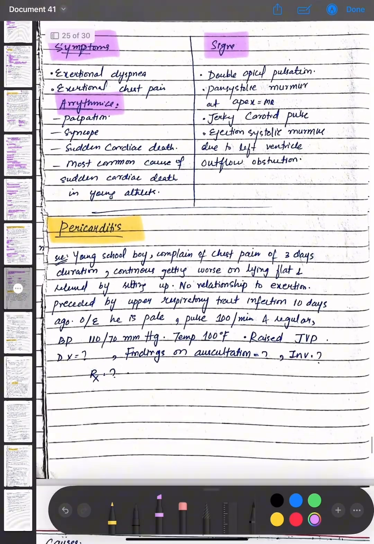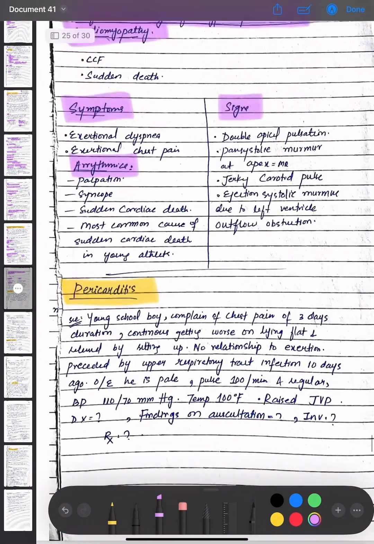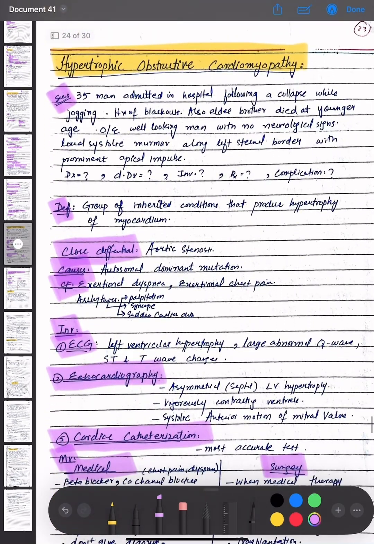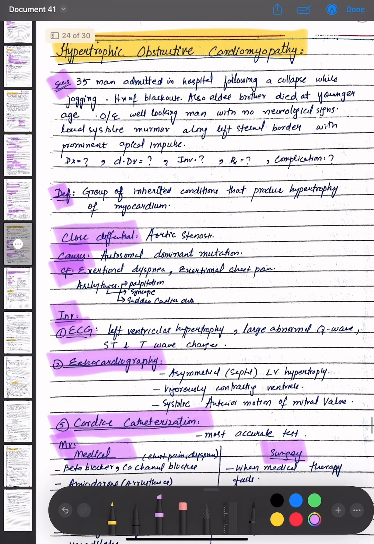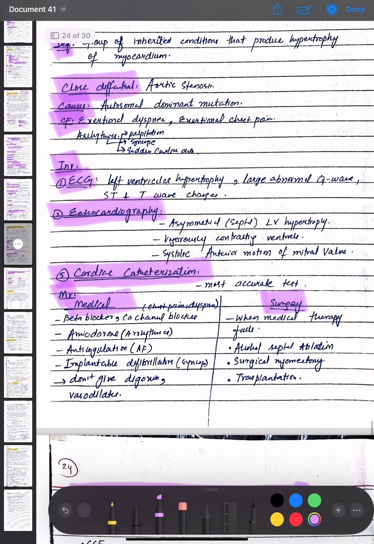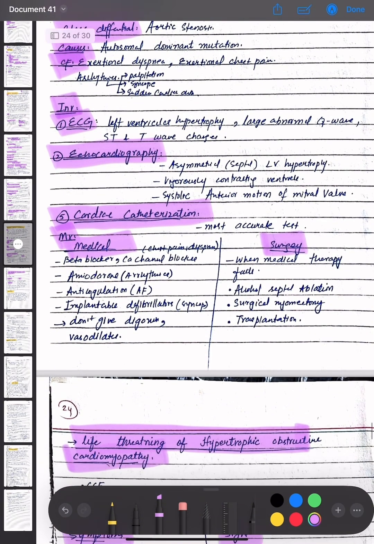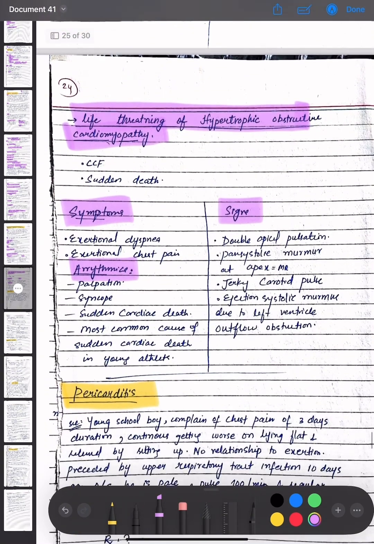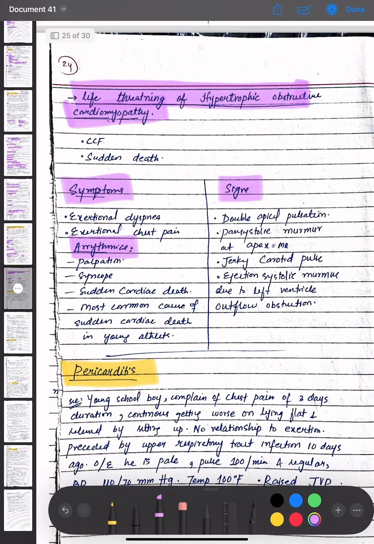Towards pericarditis. We have discussed hypertrophic obstructive cardiomyopathy, along with the scenario and the definition, then the differential diagnosis and the causes, the clinical features, then the investigation options. Then we discussed the management options, medical and surgical, then the life-threatening complication, the signs and symptoms, and then the arrhythmias.